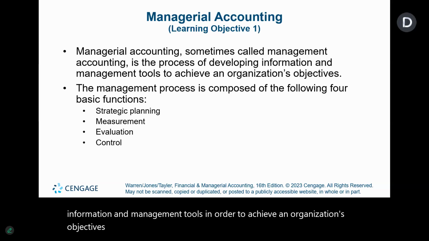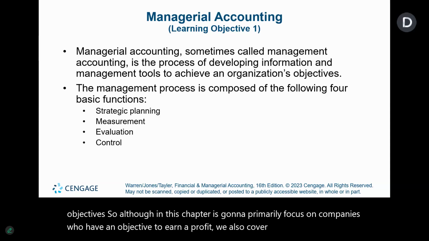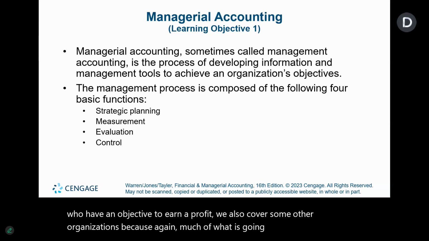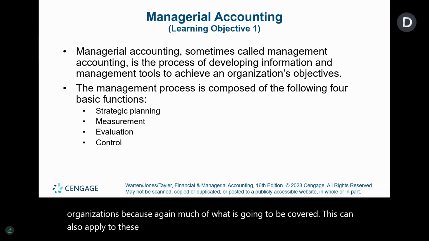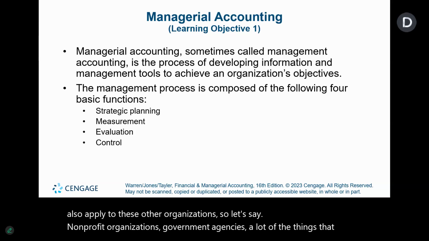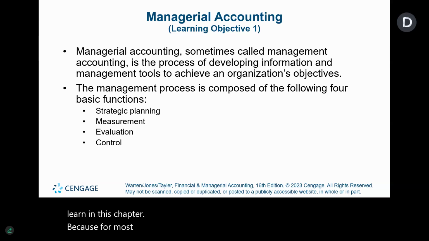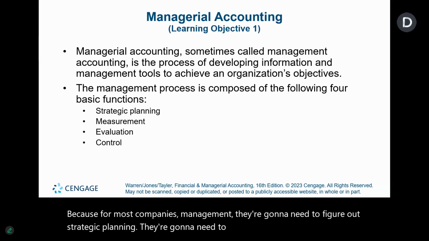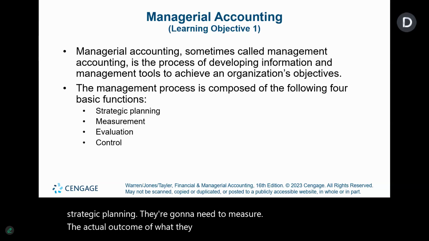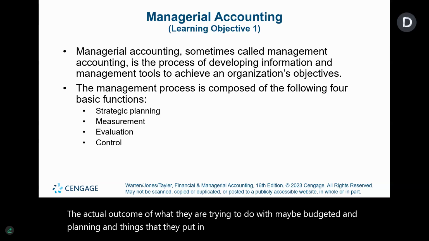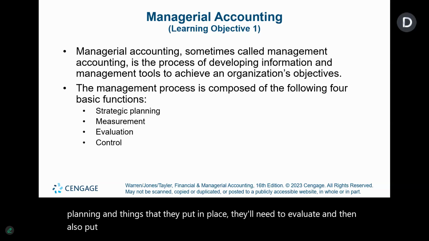Although this chapter is going to primarily focus on companies that have an objective to earn a profit, we also cover some other organizations, because much of what is covered can also apply to them, such as nonprofit organizations and government agencies. For most companies, management is going to need to figure out strategic planning. They're going to need to measure the actual outcome of what they are trying to do against what was budgeted and planned. They'll need to evaluate and then also put some controls in place.